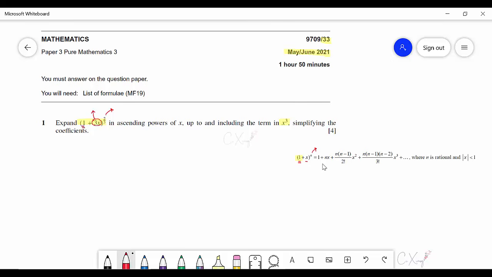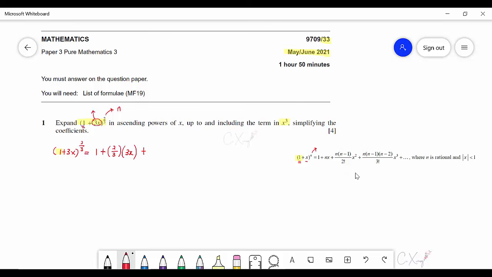To expand it, we have (1 plus 3x) power 2 over 3. You can see that the first term already starts with 1, so we are not going to do any adjustment. We can straight away apply the formula. The first term will be 1. And the second term is nx, so the n here will be 2 over 3, and the x in our question should be the second term, which is 3x.